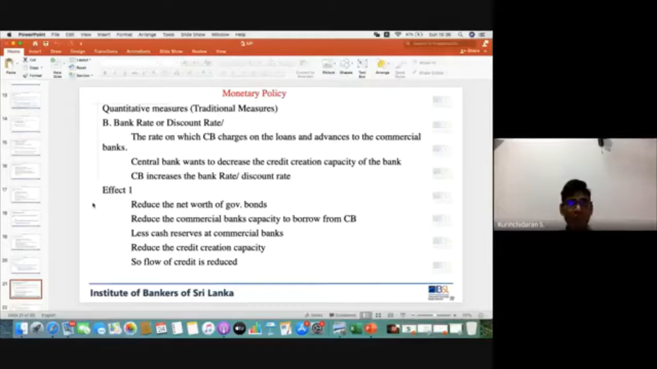So when the value of the bond decreases, that reduces the commercial banks' capacity to borrow from the central bank. Now your bond is valued less, so you can only borrow a smaller amount from the central bank. If they can borrow only less, that means less cash reserve at commercial banks. So ultimately it reduces the credit creation capacity of the banks. So the flow of credit is reduced. This is effect one, right?